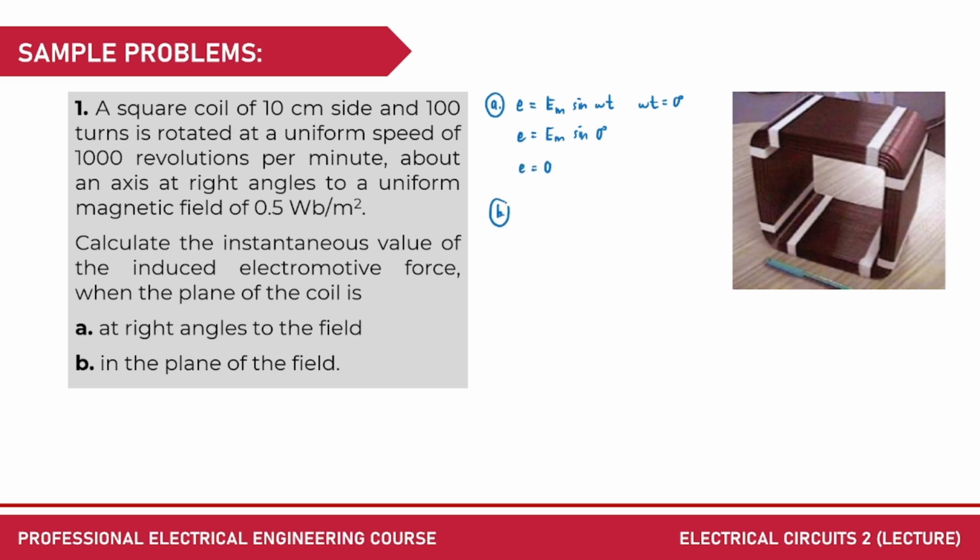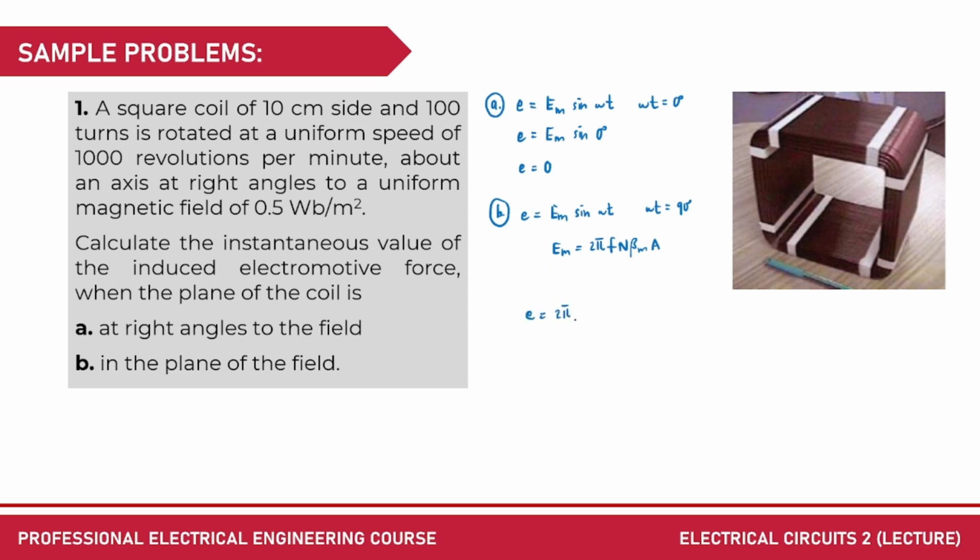But when you say B, it is in the plane of the field. Definitely, omega t is 90 degrees. So that's E sub m. For this part, we need to get E sub m, which is 2 pi f N beta sub m a. I guess it's better for us to use that formula now.